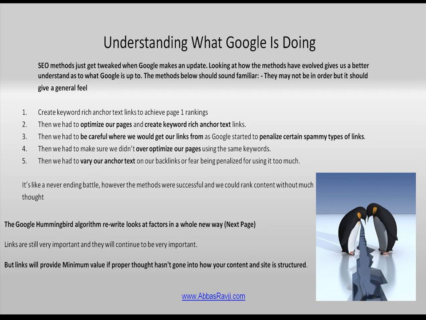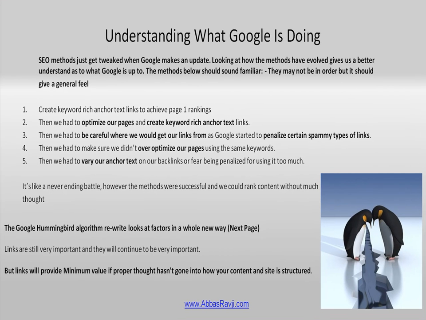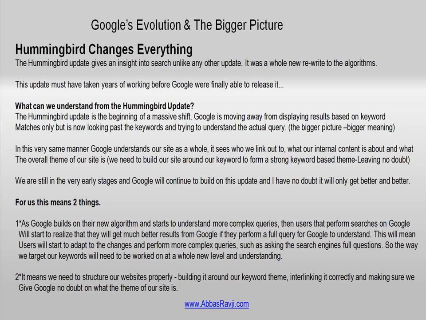So I've got a little image here, guys, penguin against penguin, and the reason I've got the penguins there, guys, is because the majority of the methods that we've always been looking at to get ranked in the search engines has always been keyword related, about using our keywords in our anchor text, about optimizing our pages, and the majority of the penalties that we've received over time has always been related to web spam. So Penguin is related to web spam. That's why I've got a penguin picture up here, guys. But what we're going to look at now is Google's evolution and the bigger picture, guys. And Hummingbird changes everything.